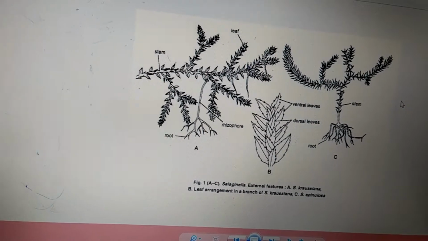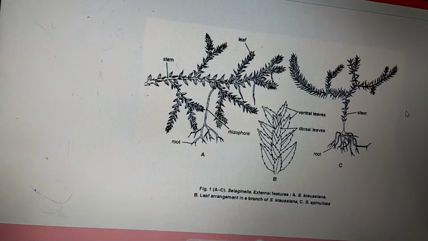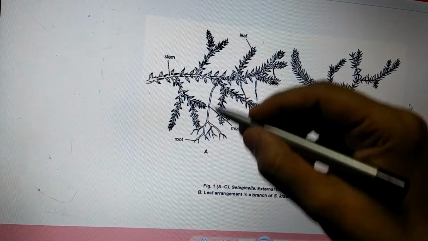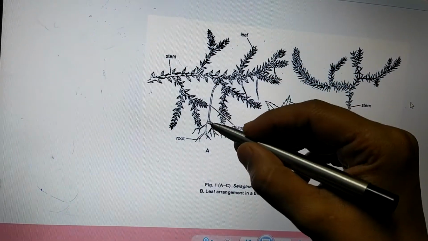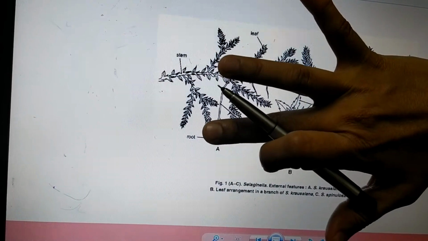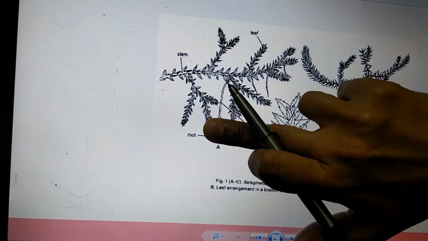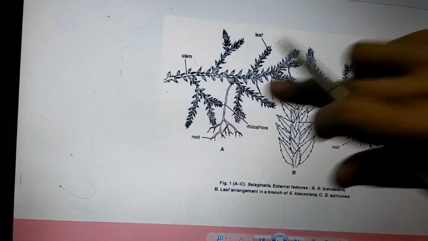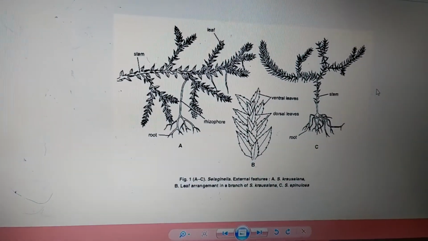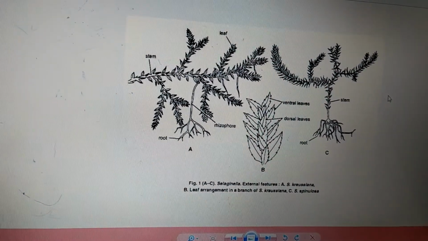As soon as the free end of a rhizophore touches the soil, it develops a tuft of adventitious roots. This is unbranched, leafless, cylindrical, colorless. Imagine that there is nothing like a root-like structure here. When the free end reaches the soil, it is going to produce a tuft of adventitious roots here. This you can see in Selaginella kraussiana.